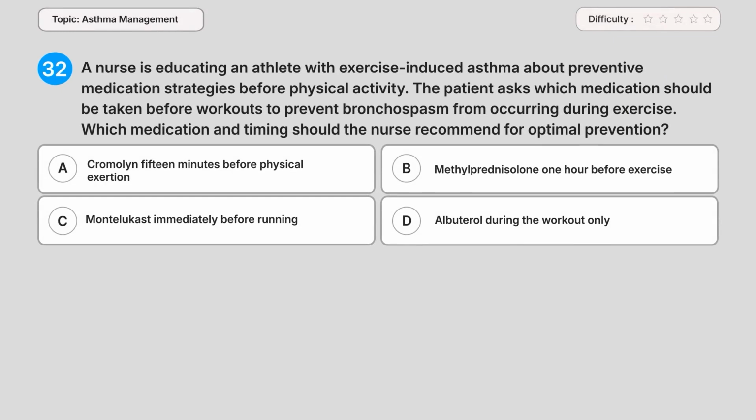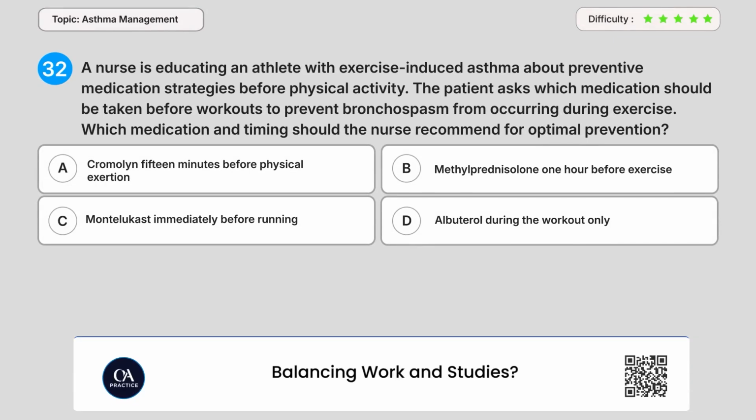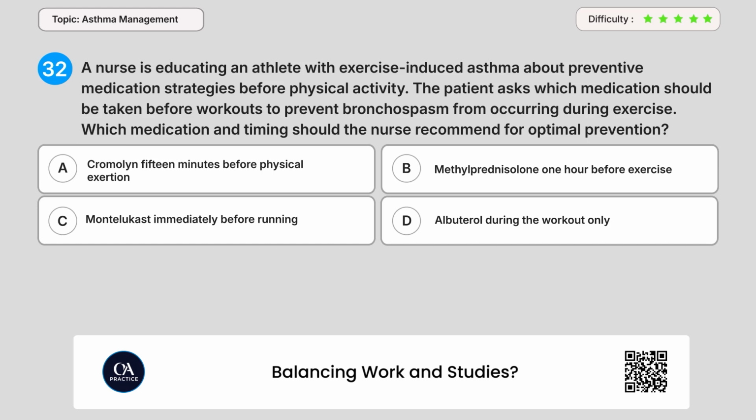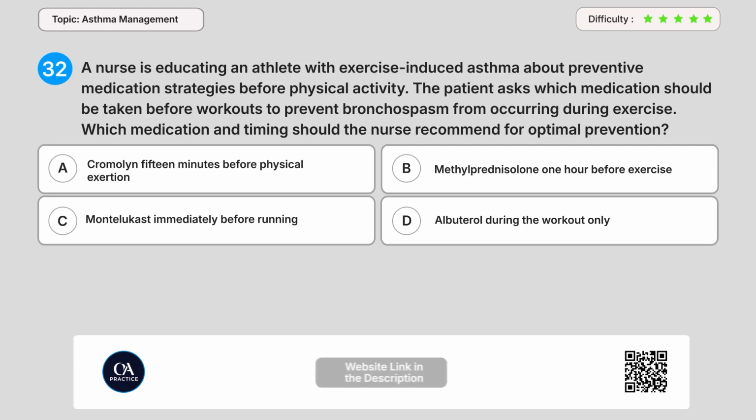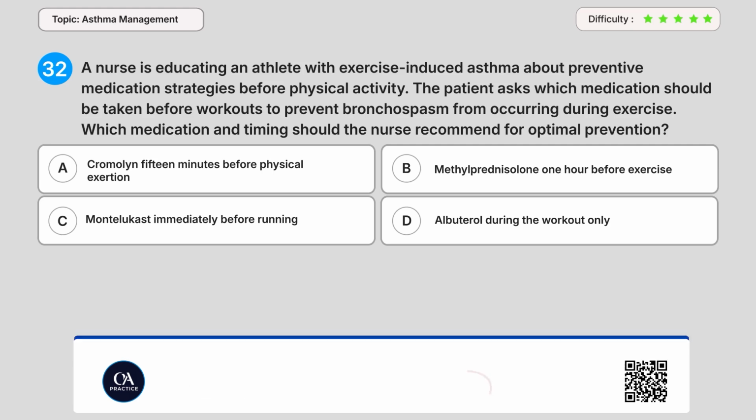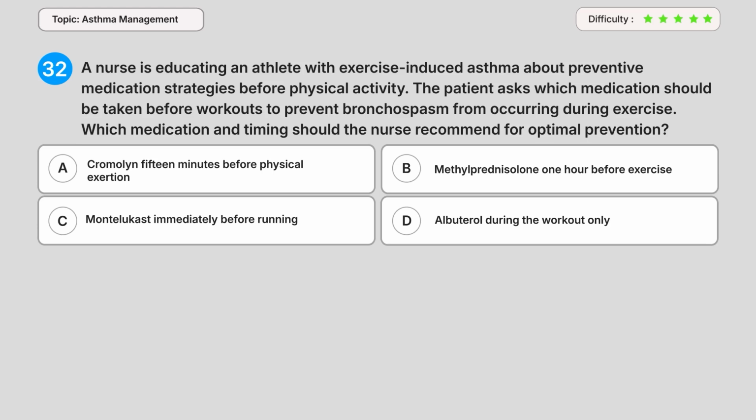32. A nurse is educating an athlete with exercise-induced asthma about preventive medication strategies before physical activity. The patient asks which medication should be taken before workouts to prevent bronchospasm from occurring during exercise. Which medication and timing should the nurse recommend for optimal prevention?